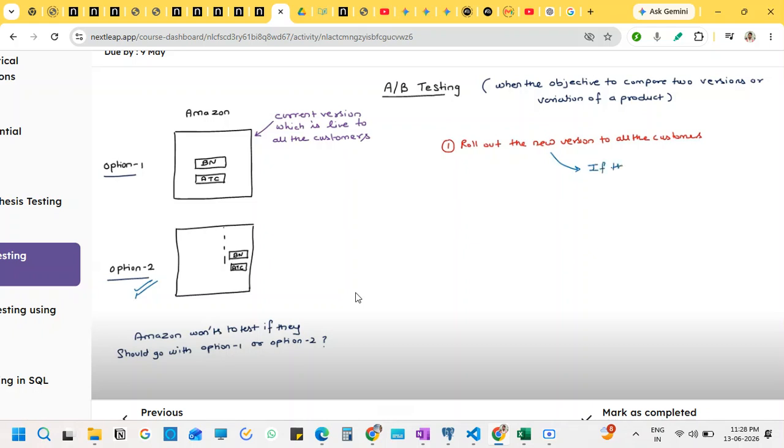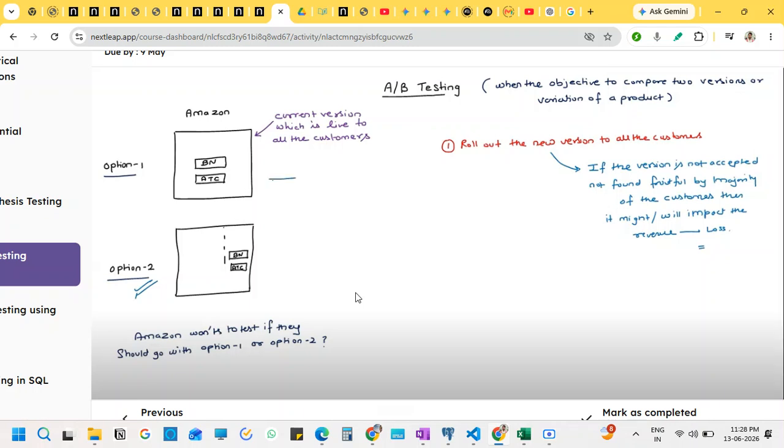So if the version is not found fruitful by the majority of the customers, then it will impact the revenue and it might lead to loss, right? So Amazon definitely cannot roll out a new version to all the customers. They have to test it. And that is where A/B testing comes into picture.